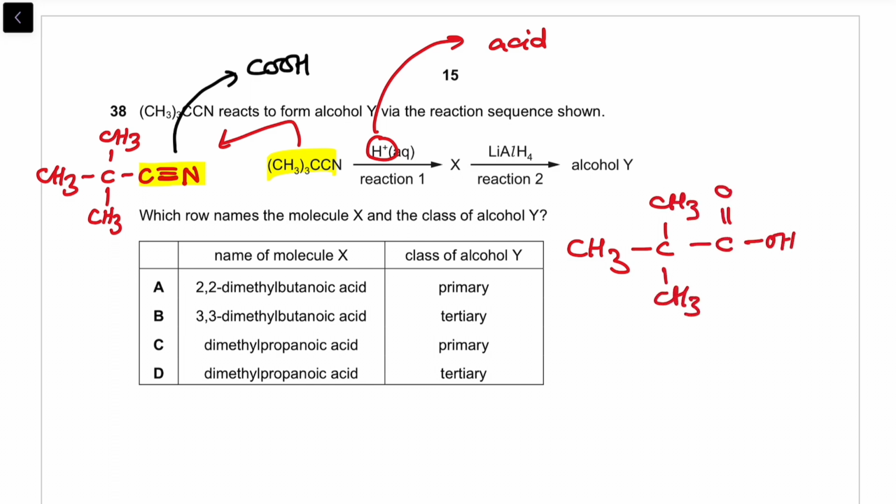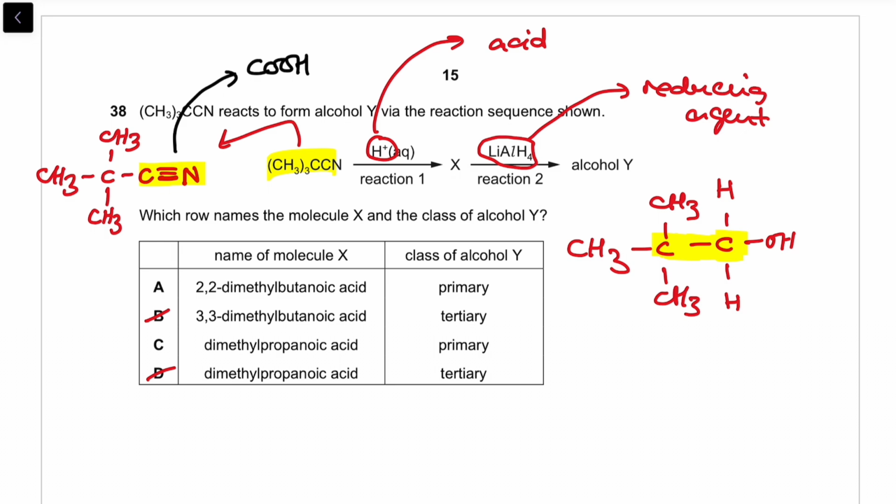COOH. In the second reaction, we have this substance, which is actually a common reducing agent. It reduces carboxylic acids to alcohols. So instead of redrawing this, we will actually end up with a primary alcohol, because this carbon atom is only directly bonded to one other carbon atom. So we can cross off B and D because it's a primary alcohol.